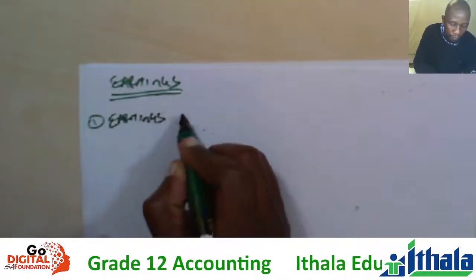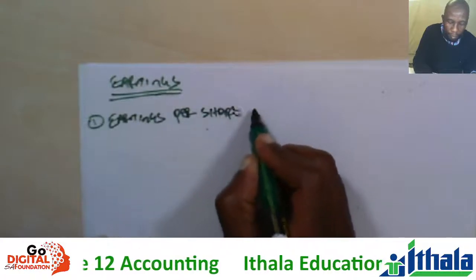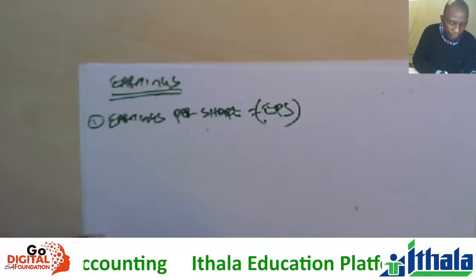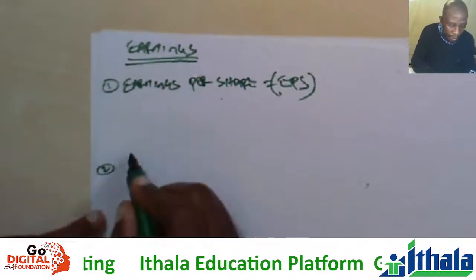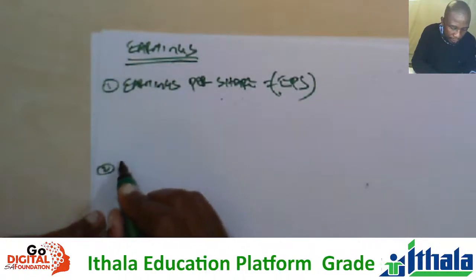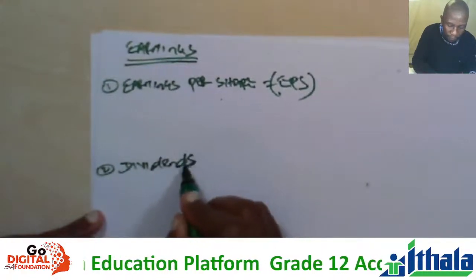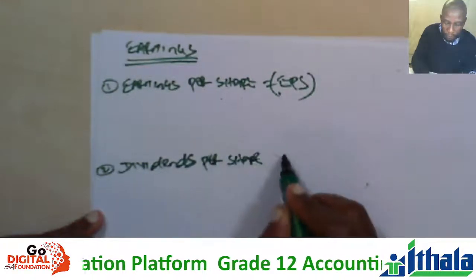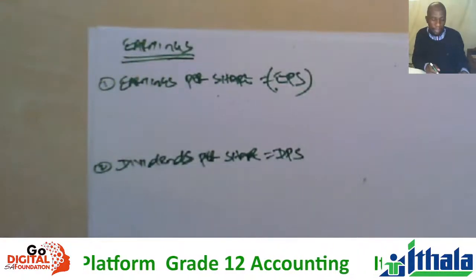Earnings per share, we call it EPS. EPS, okay, I'll skip the point here because there are similarities. And then there is DPS, dividends per share. Dividend per share, we call it DPS. You can even write DPS. No one is going to punish you if you write DPS.